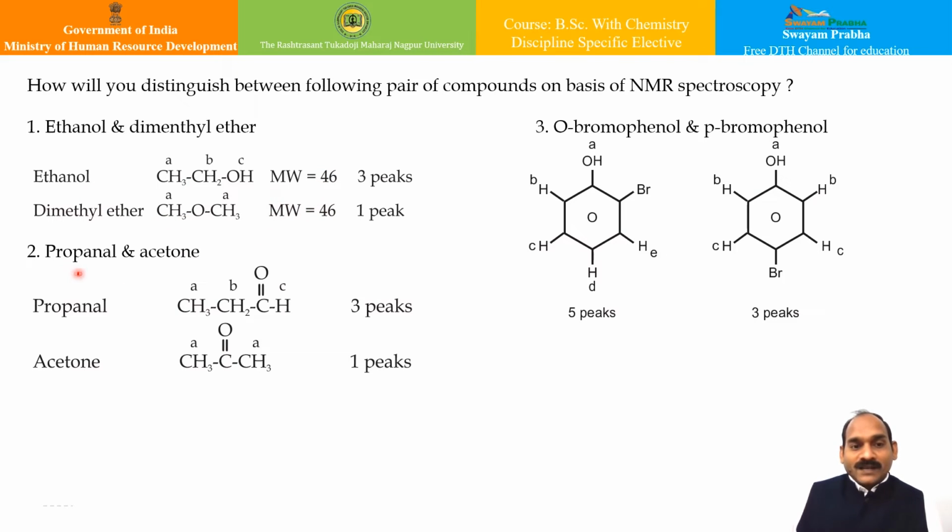Similarly, for propanol and acetone, there are 3 peaks based on A, B, and C kinds of environment, whereas there is a single environment in acetone, and therefore you will get only 1 peak in the case of acetone. Likewise, you can predict regarding orthobromophenol and parabromophenol. If you see the number of different environments, like A kind, B kind, C kind, D kind, E kind, there will be 5 peaks for orthobromophenol, whereas there will be only 3 peaks for parabromophenol. Depending on their positions, the environment will change.